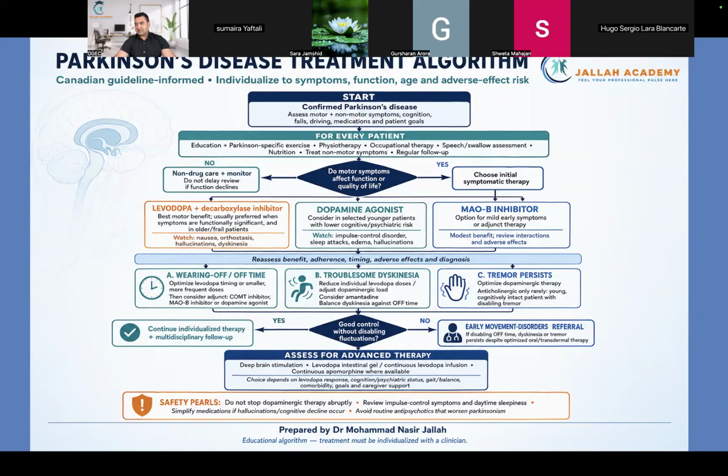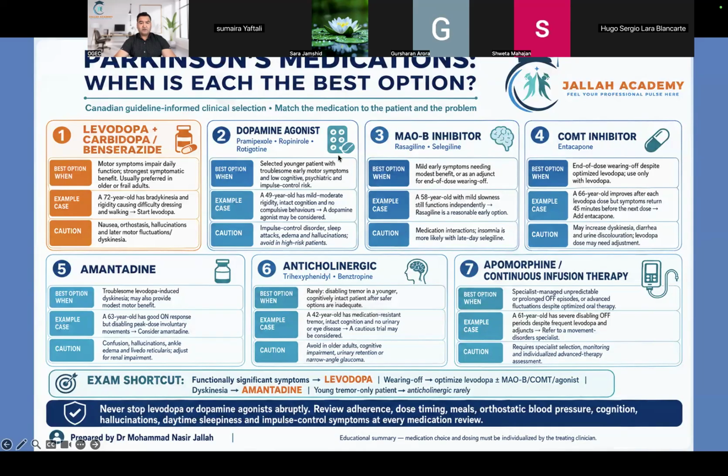So Parkinson's disease algorithm, how we can go about it. The motor symptoms affect function or quality. So levodopa is always the best choice. And then dopamine agonist and monoamine oxidase inhibitor would be the third choice. Again, levodopa carbidopa is the best choice for controlling the tremor. Not only that, the rigidity, the balance, the bradykinesia, everything.